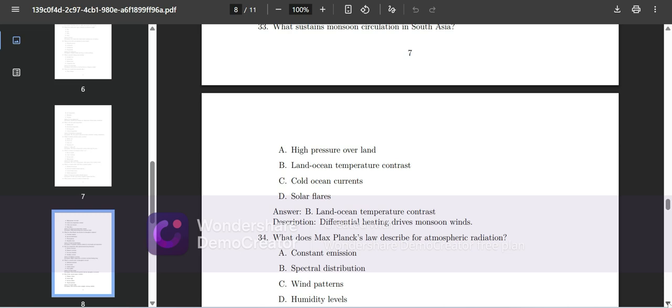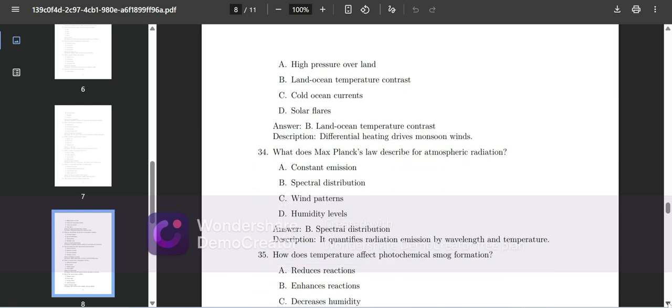What does Max Planck's law describe for atmospheric radiation? Spectral distribution. It quantifies radiation emissions by wavelength and temperature.